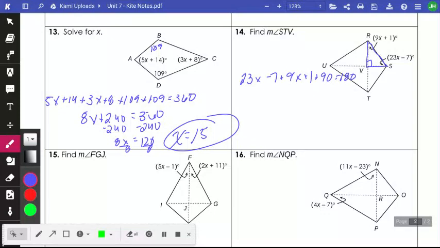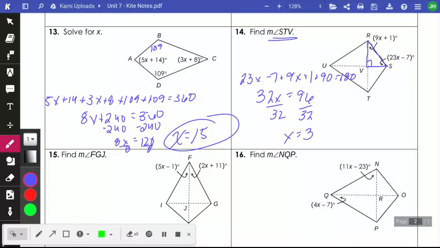All right, so if we go ahead and simplify and combine our like terms, we are going to get 32x is equal to 96. So if you take that 180 and subtract the 90 and then subtract the 1 and then add that 7 over, you'll get 96. And then divide both sides by 32. And x is going to be 3.